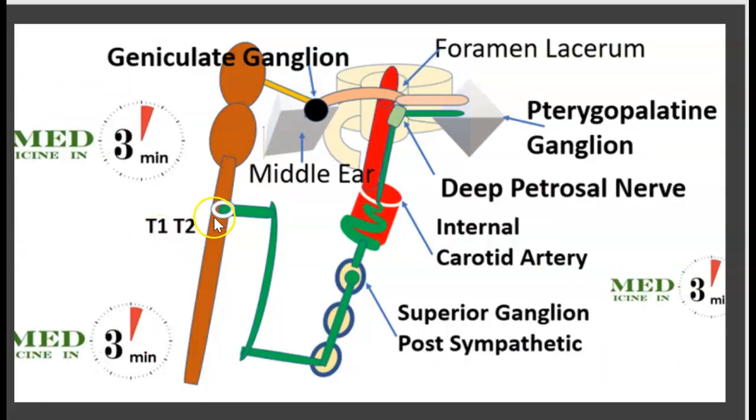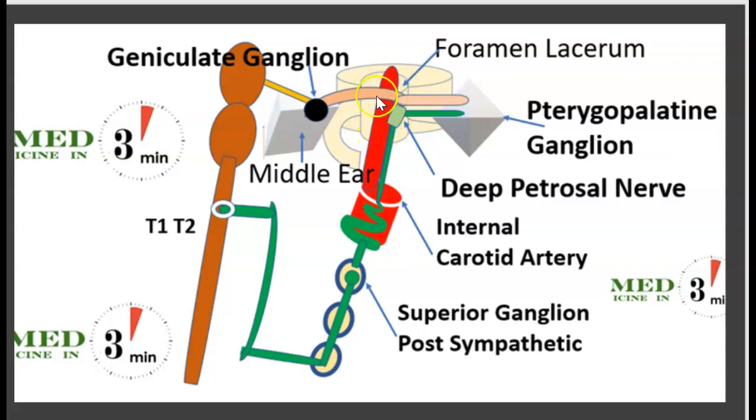From T1 and T2, sympathetic fibers go to the superior cervical ganglion. From the superior cervical ganglion, postganglionic sympathetic fibers go to the carotid plexus around the internal carotid artery. From there, postganglionic sympathetic fibers go to the foramen lacerum and they end as the deep petrosal nerve.